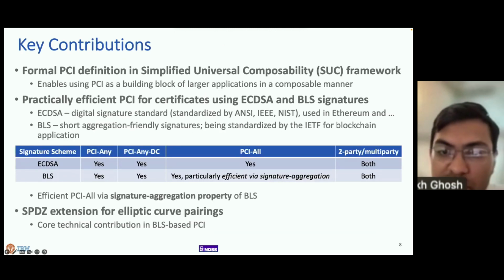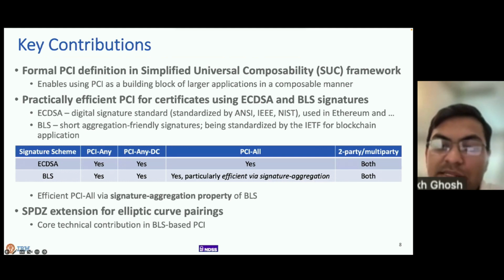So our key contributions in this work include a formal definition of PCI in the Simplified Universal Composability framework, which actually enables using PCI as a building block for other larger applications in a composable manner. We develop a practically efficient PCI for certificates using ECDSA and BLS signature schemes. Both ECDSA and BLS are very popular and are used in many existing applications, which also includes applications on blockchains.